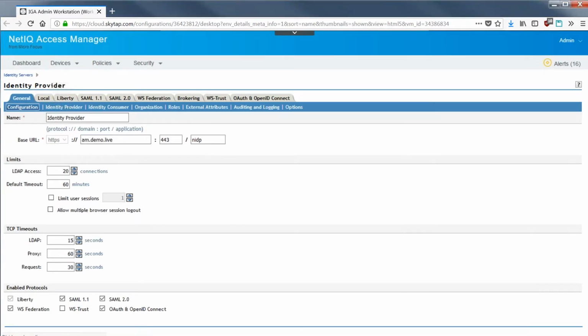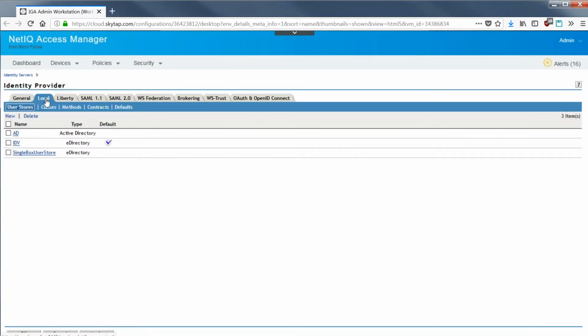Then I have the ability to define multiple user stores, is what we call them. But these are basically areas or directories, different instances of directories, and we can support multiples at the same time, something some other vendors can't do either. And it's really easy just to create those here.